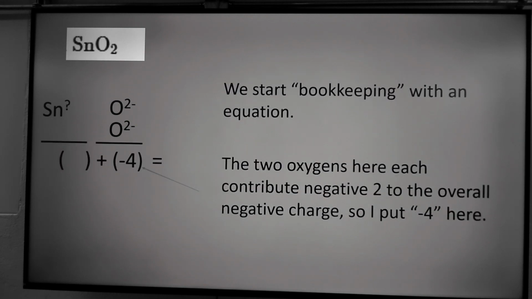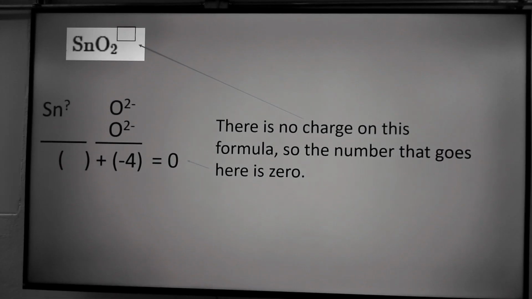All right, so the -2s add up to -4. And now you're going to ask yourself, what am I going to put on the Sn ion? Also note here that SnO2 doesn't have a charge there, so these need to add up to 0. If there's a charge up there, they need to add up to whatever that charge is. But I'll do an example like that next.